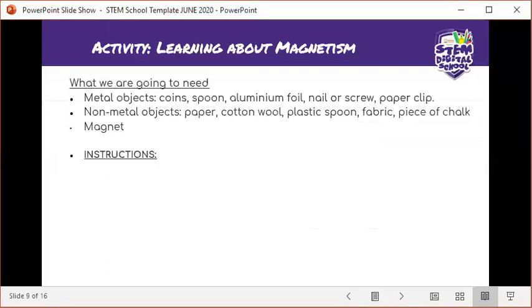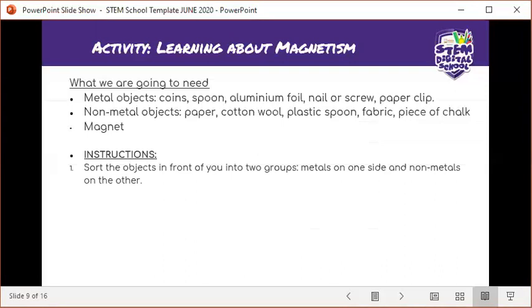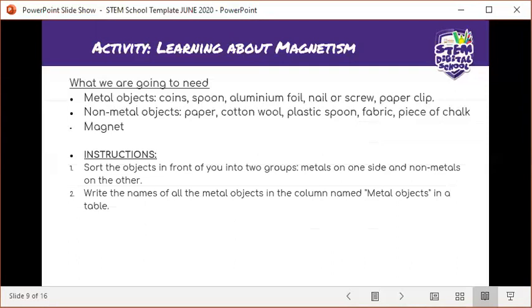Okay, and then what we'll do with these materials, firstly, we're gonna sort the objects in front of us. Well, they were supposed to be in front of us, and unfortunately they are not. So we'll just use our imagination, all right? So we're gonna sort them by putting metals on one side and non-metals on the other side. Then we're gonna write the names of all the metal objects in the column named metal objects in a table.